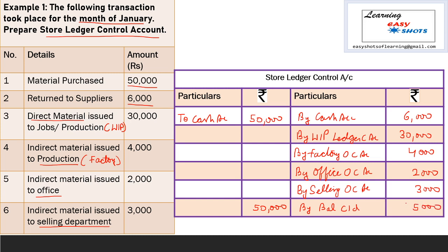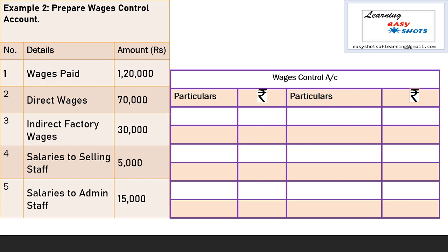Now our next example is related to wages control account. Our first transaction here is wages paid to employees or workers amounting to 1,20,000. Now wages is our expense and all the expenses are debited. So on the debit side we write to cash account and wages paid amounting to 1,20,000.